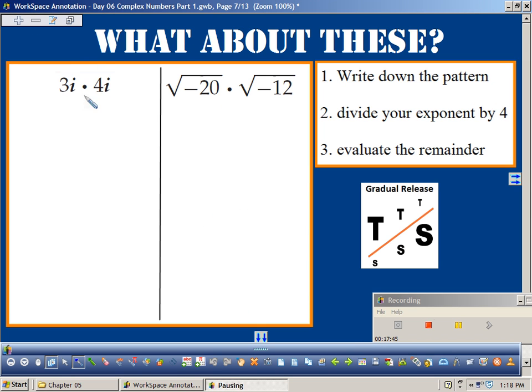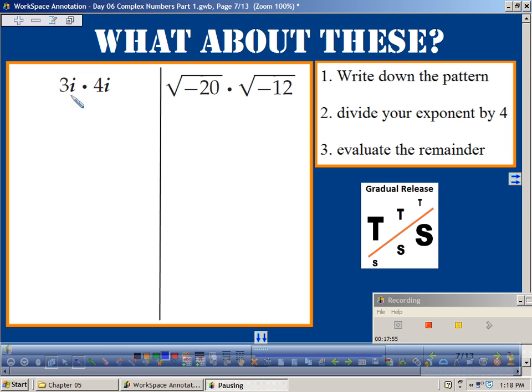All right, guys. What about this? Okay, but it's not that difficult. Just watch. I said it wasn't going to get harder, and it's not. Just check this out. I'll wait. Isn't 3i times 4i also 3 times 4 times i times i? Yeah. Isn't that 12i squared? Yeah. Isn't i squared negative 1? Yeah. Negative 12.